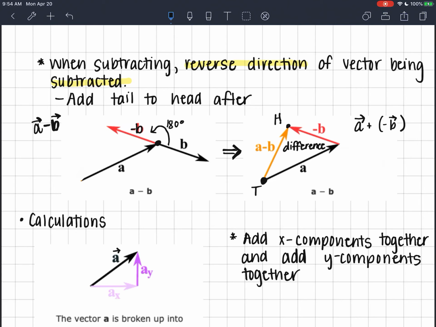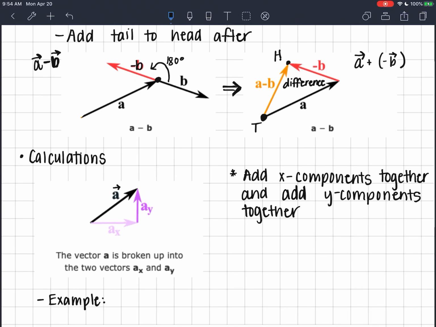So subtraction is really just addition, but before you can add, you have to figure out what this negative vector is by reversing the direction. Now, let's say we were actually putting numbers to it, because this has all been qualitative, just drawing sums and differences. But let's say we wanted to actually calculate the sum or the difference between vectors.